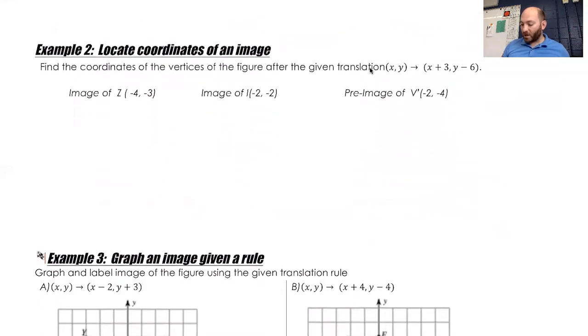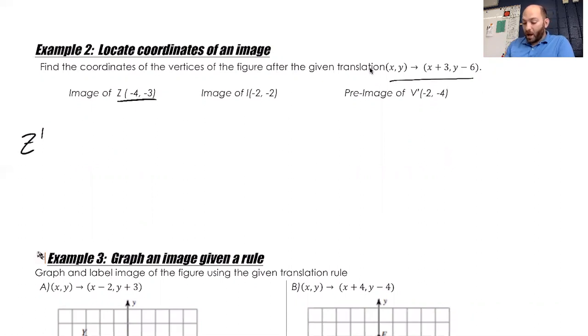So let's look at some of these other ones here. This is actually going to give us the rule, and then we're going to apply that to these different scenarios. Find the coordinates of the vertices of the figure after the given translation. Okay, so the image of z. We're saying that z is starting at -4, -3, and it's going to follow this rule here. So the image of z, we're looking for z prime. That's the image. When you look at this, you literally have to just plug in the numbers.